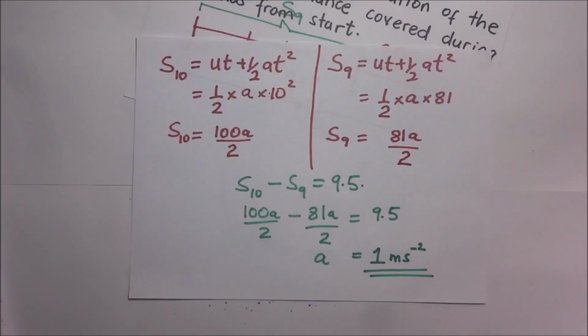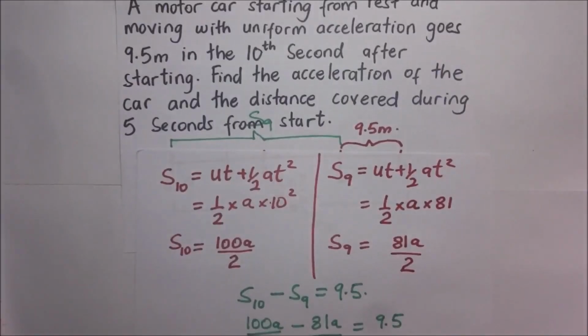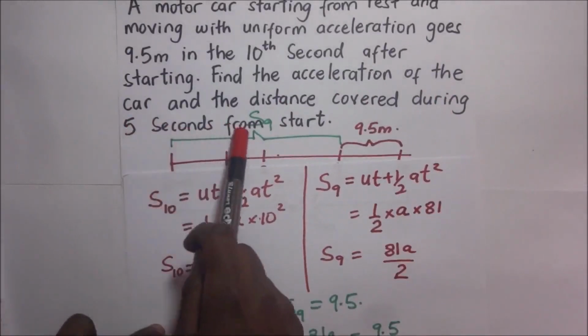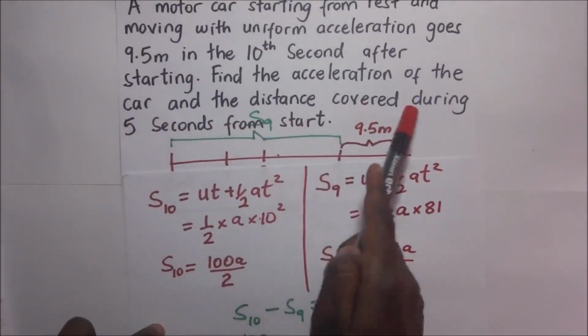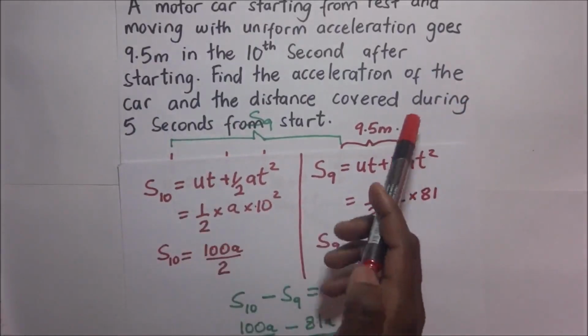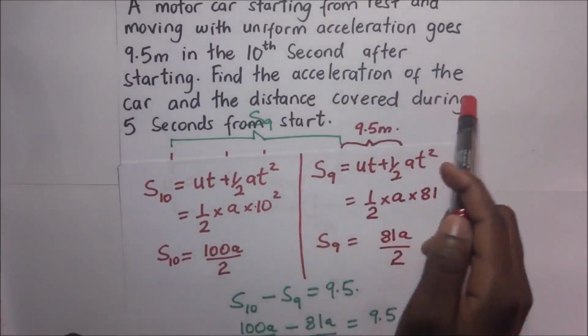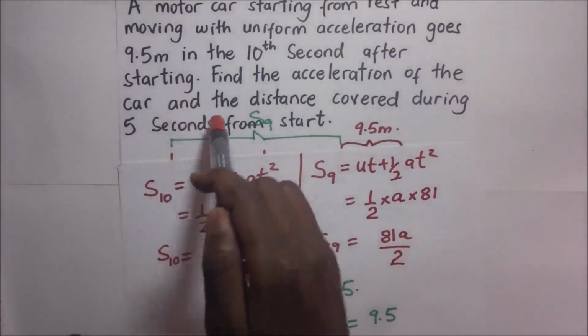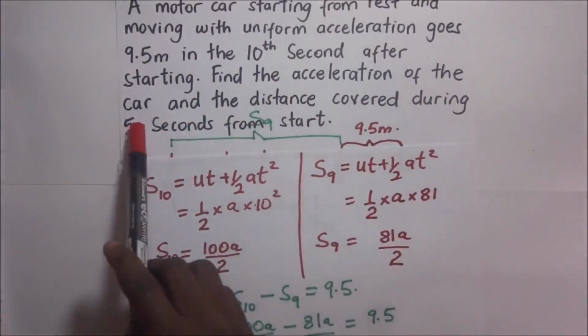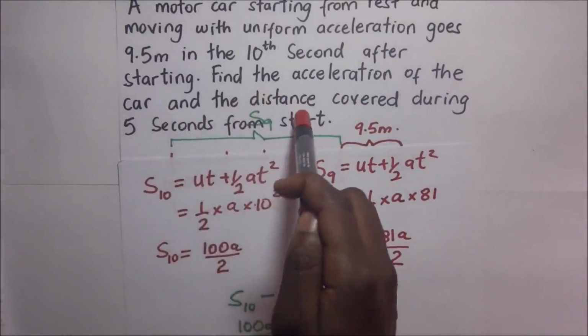So that's the acceleration we get. The other part of the question is asking us to find the distance covered during 5 seconds from start. The distance covered during the 5 seconds from start is different from saying the distance covered during the 5th second. Here they want the distance covered during 5 seconds from start.